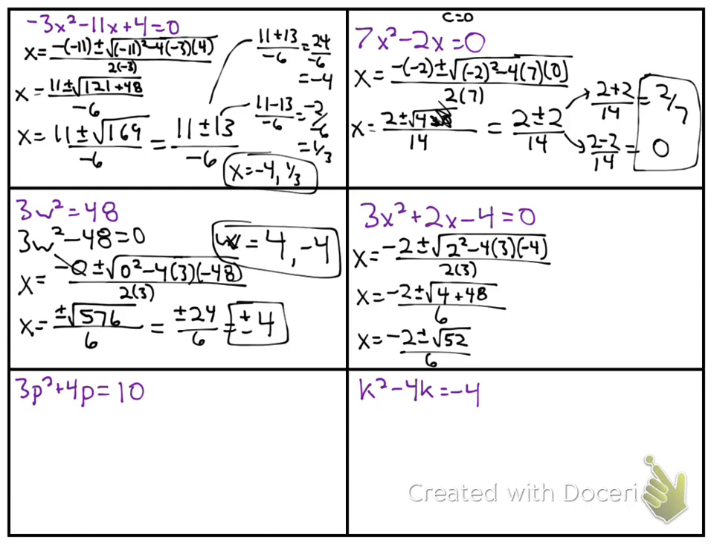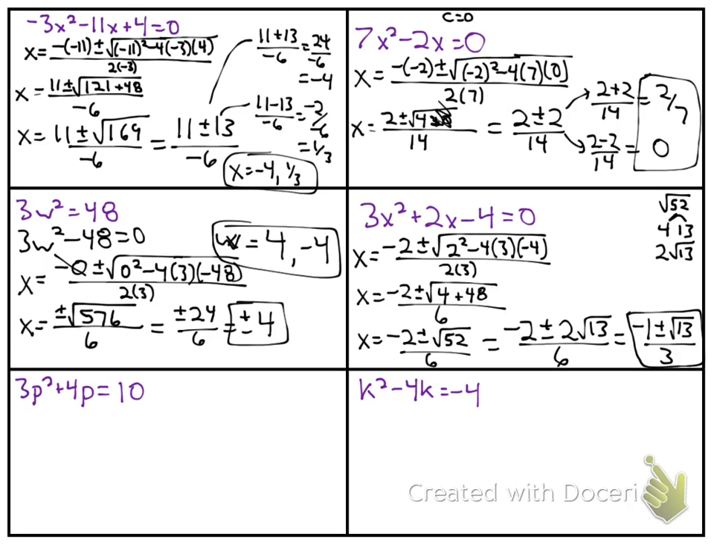But we can simplify it because the square root of 52 is 4 times 13, so this is going to become 2 root 13. So when this becomes negative 2 plus or minus 2 root 13 over 6, we can reduce this down because I can divide 2, 2, and 6 all by 2. So it becomes negative 1 plus or minus the square root of 13 over 3. Not the cleanest answer, but we can't simplify the radical, and we'll leave it as that.